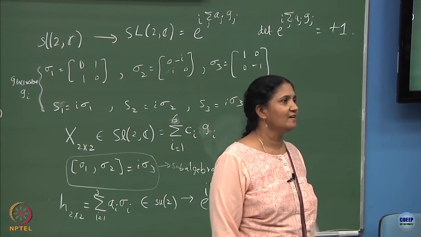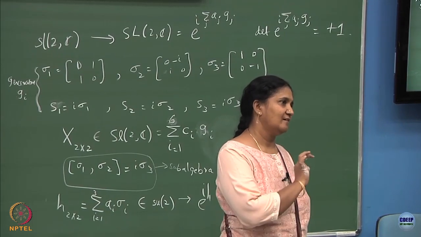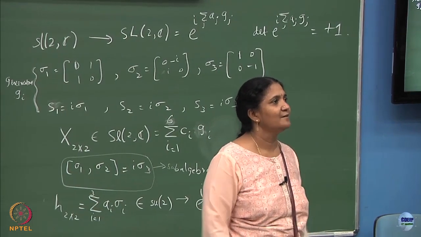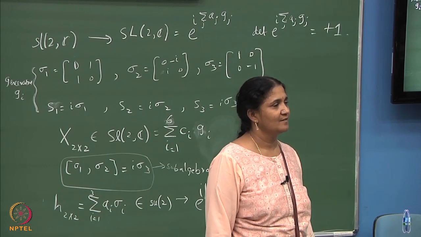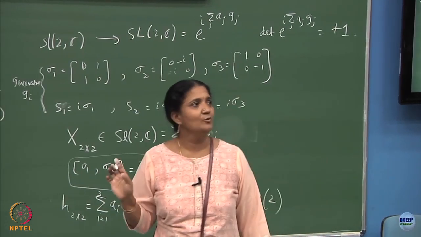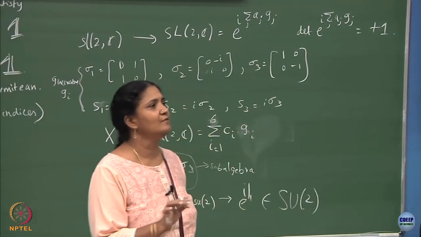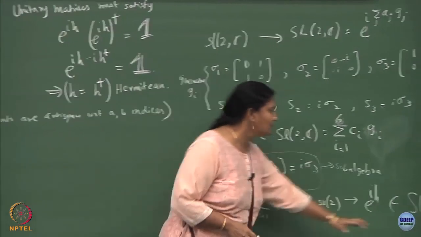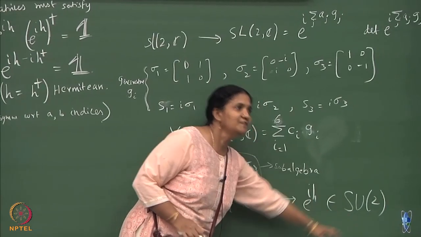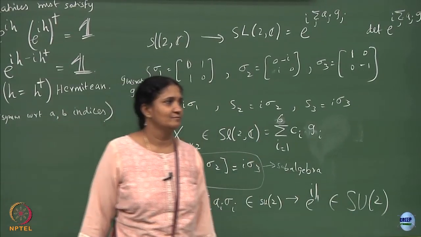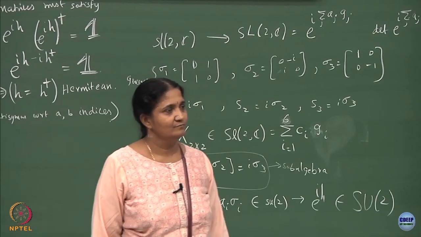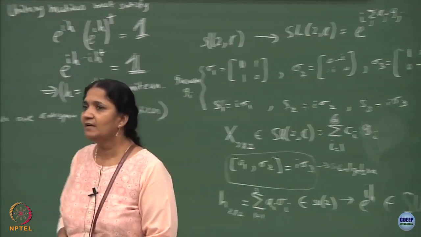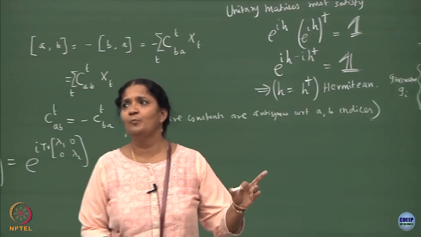The generators are traceless and Hermitian, that is all I can say. So I do not think I need to put in the condition of Hermitian for the SL groups, but when I come to SU groups, Hermitian comes up naturally. Is that clear? Any other question? Yeah, that is a good point.